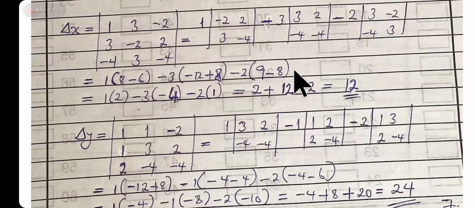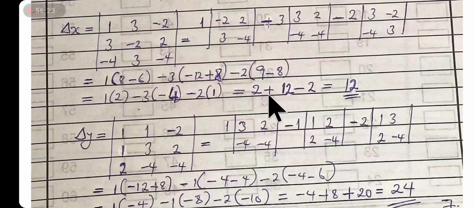Minus 2 is what we brought down here. Then 3 times 3 is 9. Then minus 2 times minus 4 is plus 8. So this is why we have this 8 here. So 1 is what we brought down. 6 minus 8 minus 6 is 2. Minus 3 is what we brought down here. Minus 12 plus 8 is minus 4. Minus 2 here is what we brought down here. 9 minus 8 is 1.